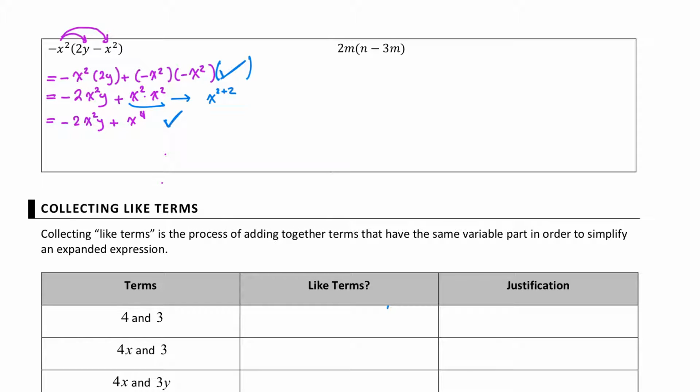In the last question over here, I have 2m times n minus 3m, so I will use the distributive property, and I will distribute the 2m to both terms of my polynomial, and this becomes 2m times n minus, because I have 2m, which is a positive, multiplied by a negative, which gives me negative 2m times 3m.